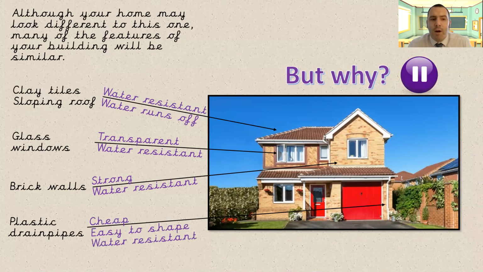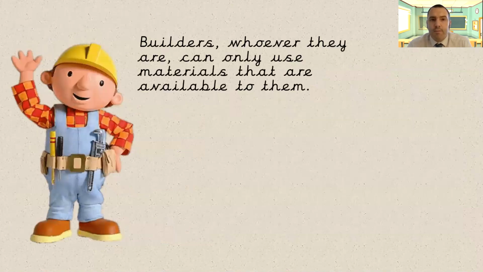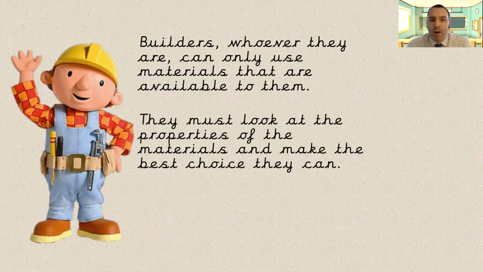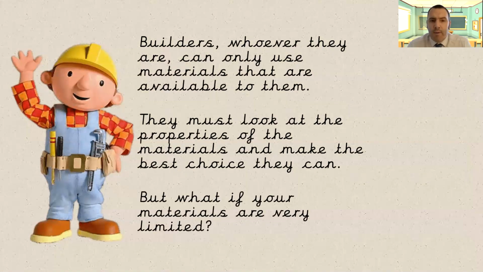The plastic downpipes, they're cheap, they're easy to shape, and they're also water resistant. It wouldn't be any good making rainwater pipes out of cardboard tubes because they'll go soggy, they'll fall apart, and then the water won't get where it's supposed to go. So builders, whoever they are, can only use the materials that are available to them. They must look at the properties of the materials and make the best choice that they can.